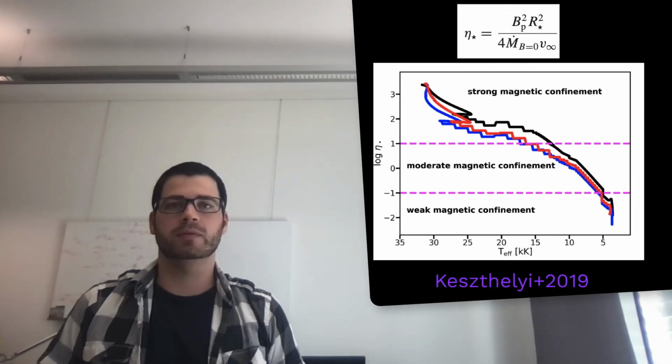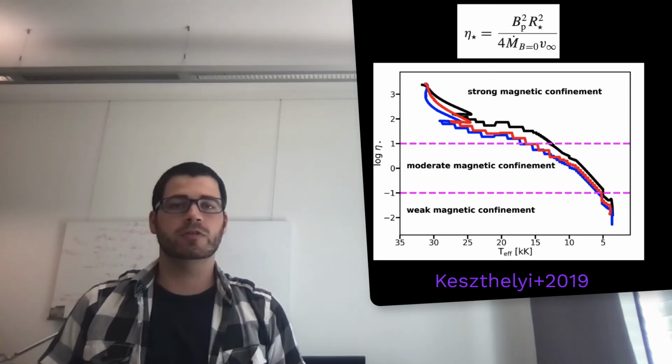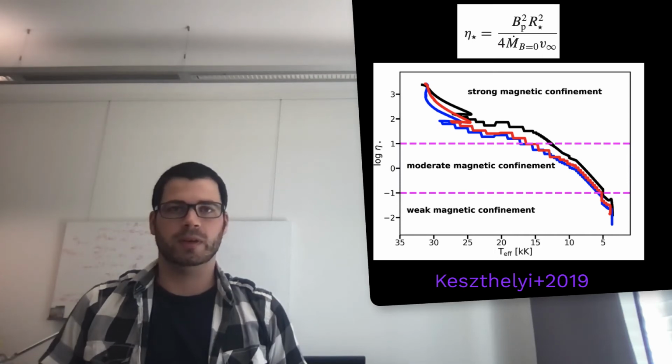Here I show the evolution of the parameter η* (eta star), which is the ratio of magnetic to wind kinetic energy density. What we predict is that initially strong fossil fields should basically vanish from the stellar surface, but some weak magnetic flux could still remain in the red supergiant phase.